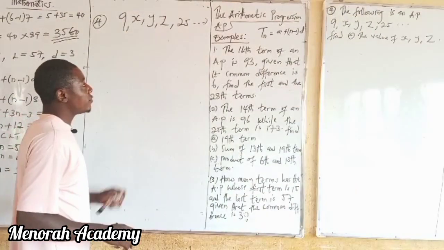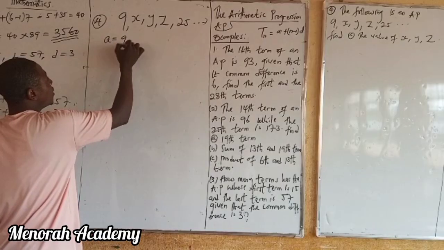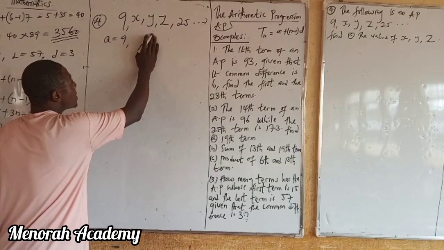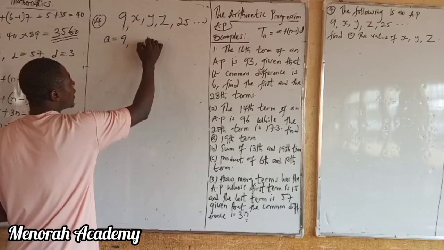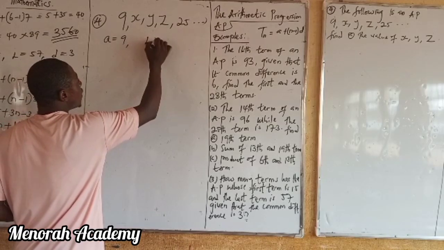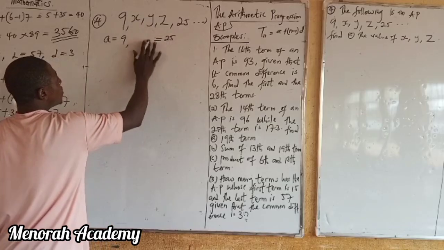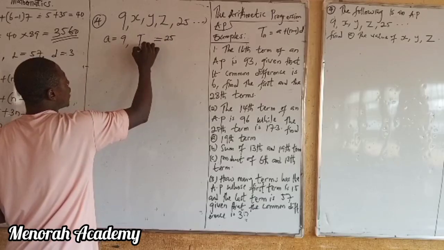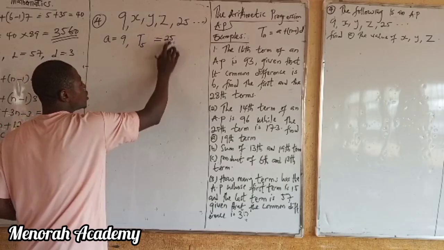To find the value of x, y, and z, remember the first term here is 9. The common difference we don't know yet, but we know the last term, which is 25. We can count 1, 2, 3, 4, 5. That means T of 5, the fifth term, not the last term, rather the fifth term, is 25.